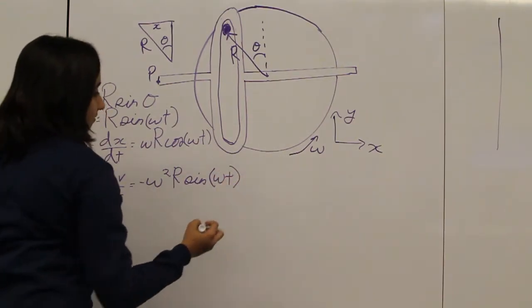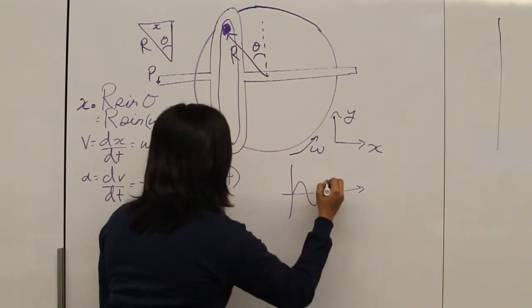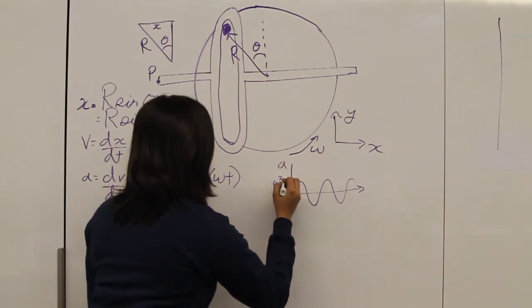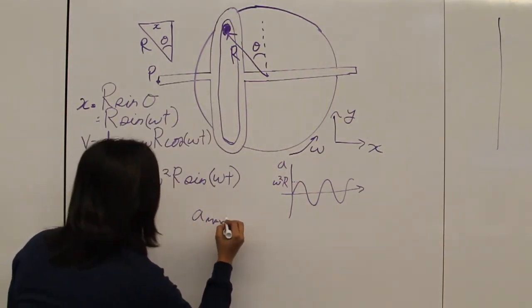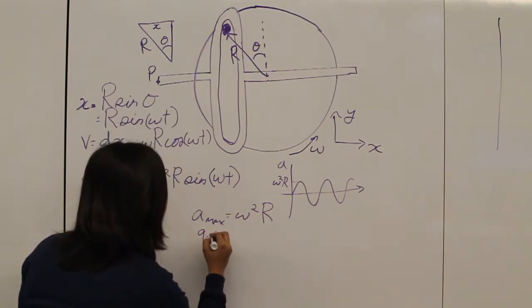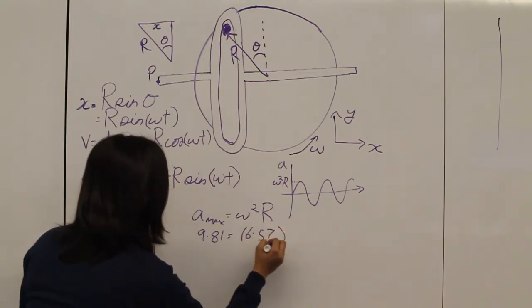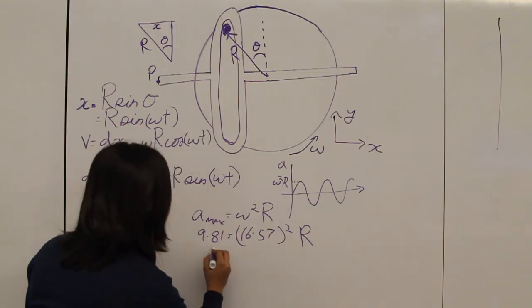As you can see, this is a sine function with amplitude omega squared r. This means that the acceleration oscillates from positive omega squared r to negative omega squared r. Since we know omega, as we calculated before, we now have our maximum acceleration as a function of r. Plugging in 9.81 meters per second squared as our maximum acceleration, we found the desired r of the Scott shield.